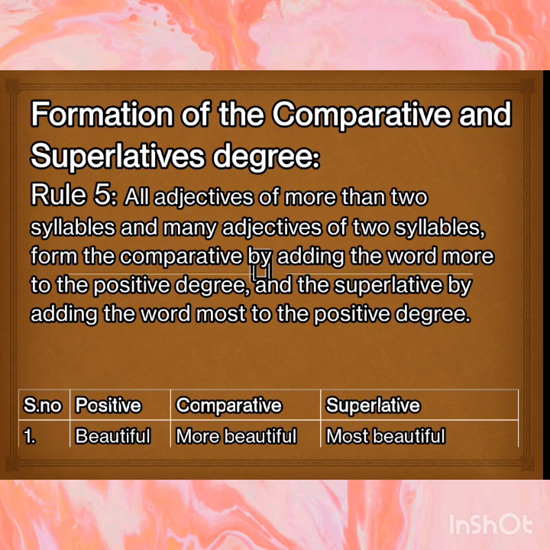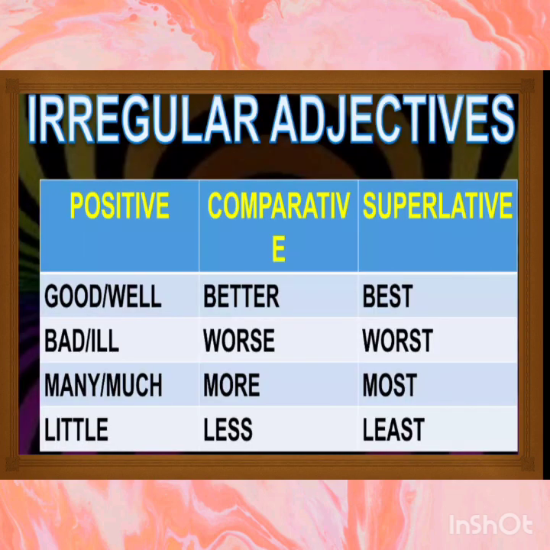Rule number 5. All adjectives of more than 2 syllables and many adjectives of 2 syllables form the comparative by adding the word more to the positive degree and the superlative by adding the word most to the positive degree, like beautiful, more beautiful, most beautiful. We have some irregular adjectives. Their comparative degree and superlative degree are as follows, like good, better, best, bad, worse, worst, many, more, most, little, less, least.